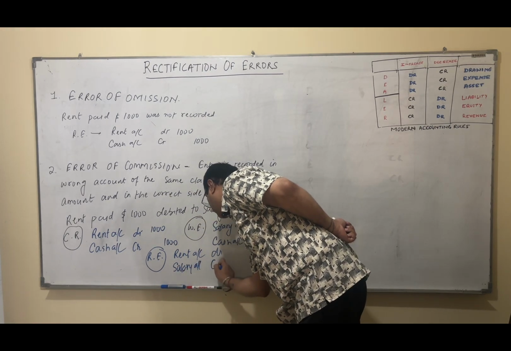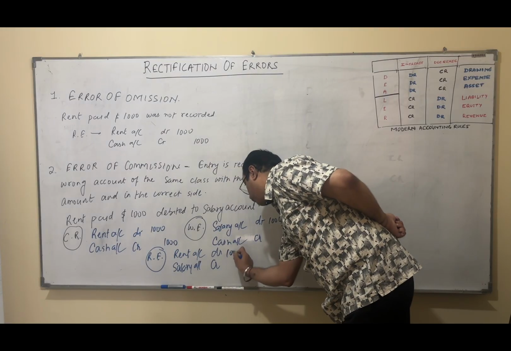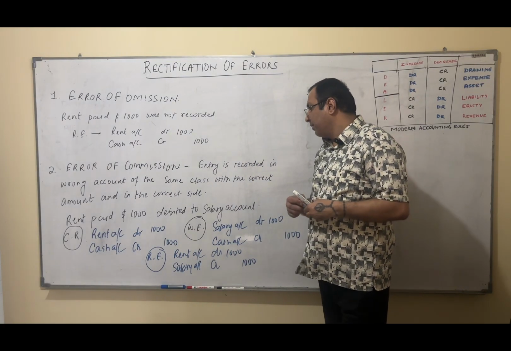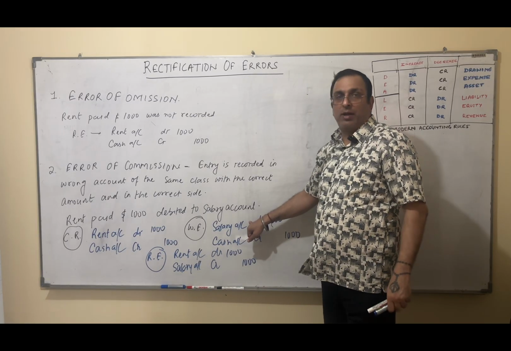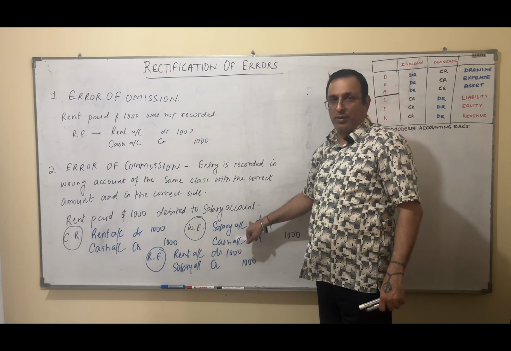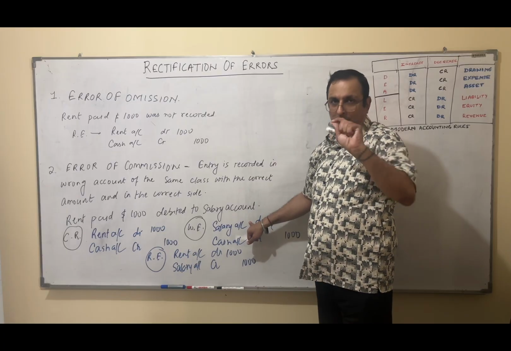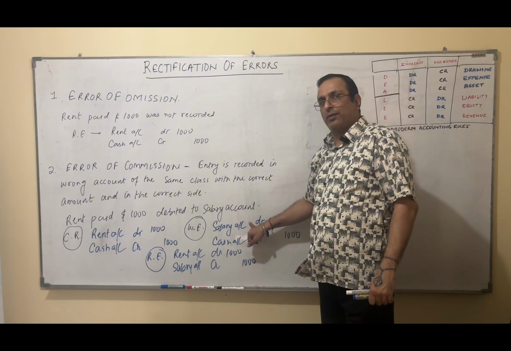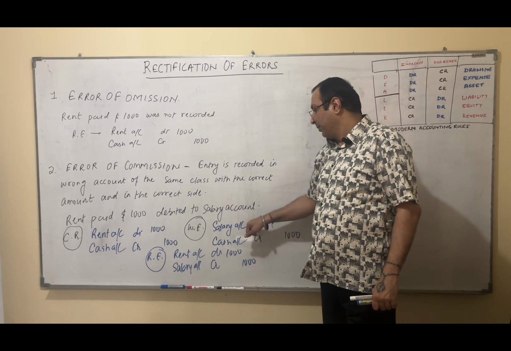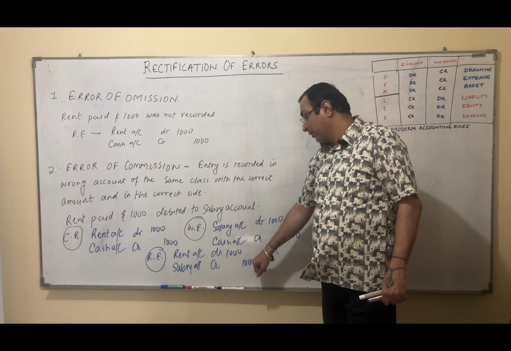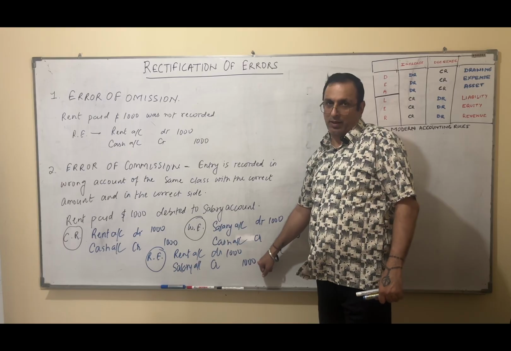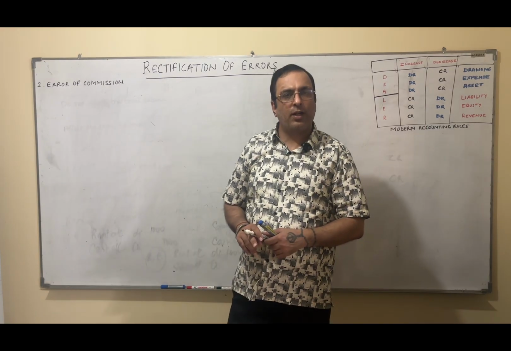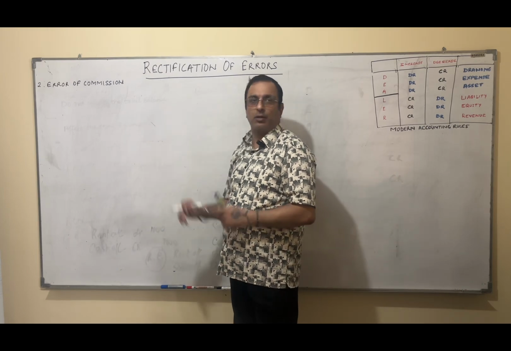So we will do salary account credit 1,000. Why have I done salary credit? Because I have debited salary by mistake. And to rectify this mistake, I cannot remove it. I cannot erase it. The best way is to write the same amount in the opposite side. That's what I have done. Debit was the mistake, so same amount in the credit side will rectify this mistake. Right? Let us take one more example to understand this error more properly.